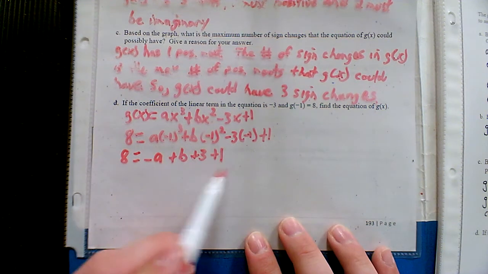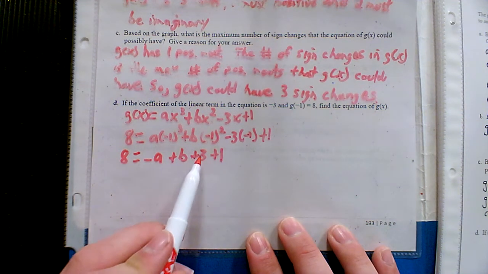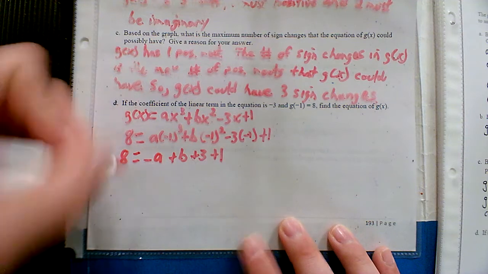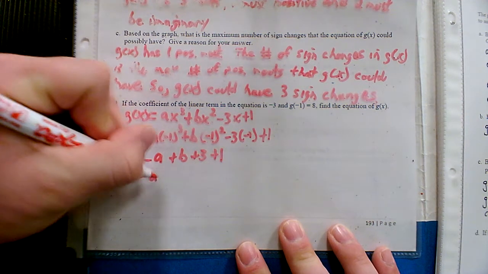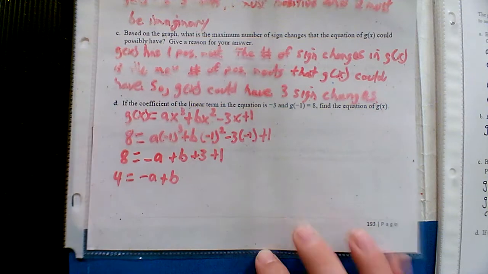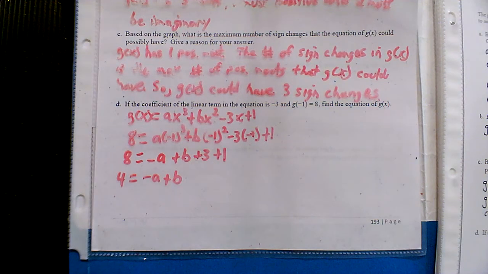Now we need to get these numbers and move them all to the left side. So if you subtract a 3 and then subtract a 1, you're left with 4 over here, and -a plus b. So from what we've done so far, can we really tell what A or B is? No, and can we really go any further with this right now? No, we're kind of stuck right here.